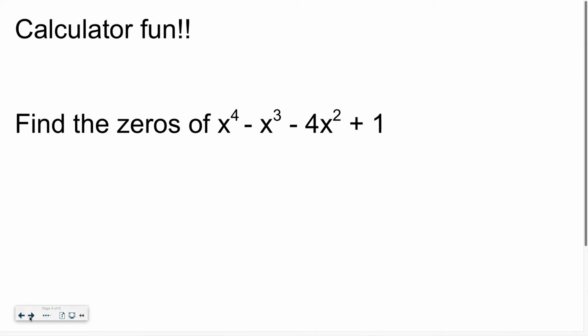Now, if you haven't touched your calculator since, yes, you can borrow. If you need to check one out, we'll talk after class. We can borrow one for today.